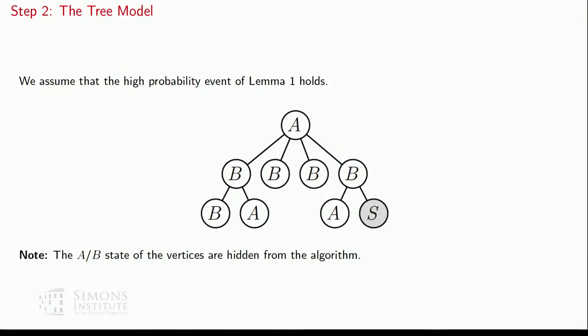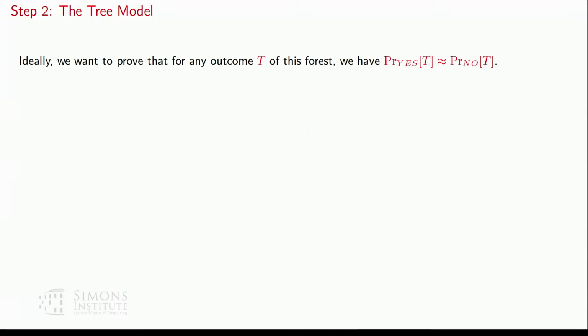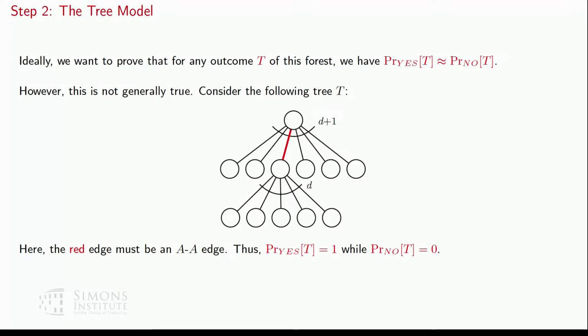Okay, good question. So ideally, we want to prove that for any outcome T of this tree, the probability that it's drawn from the yes distribution is exactly the same as the probability that it's drawn from the no distribution. Then we're done. We're going to say that there's no algorithm that can distinguish them. But this is not true, unfortunately.